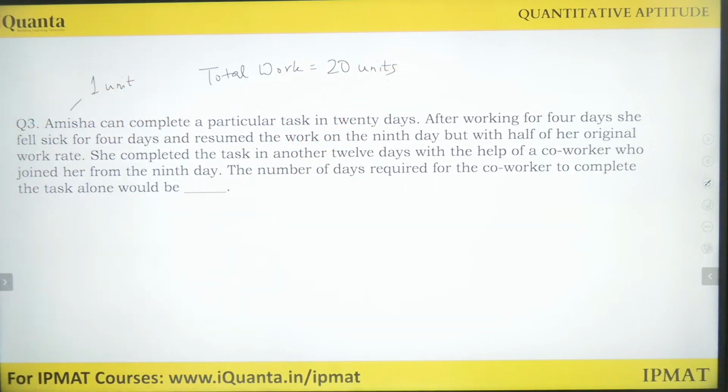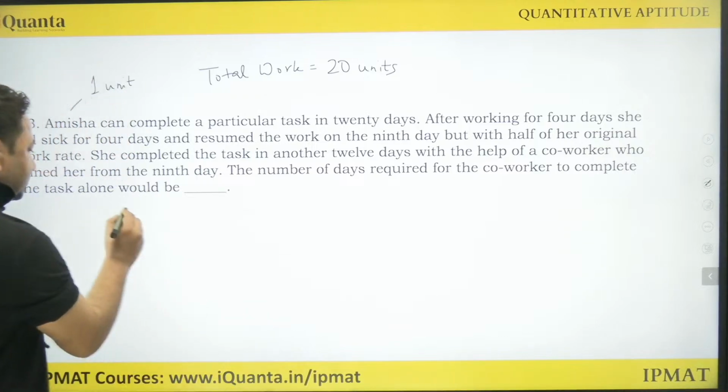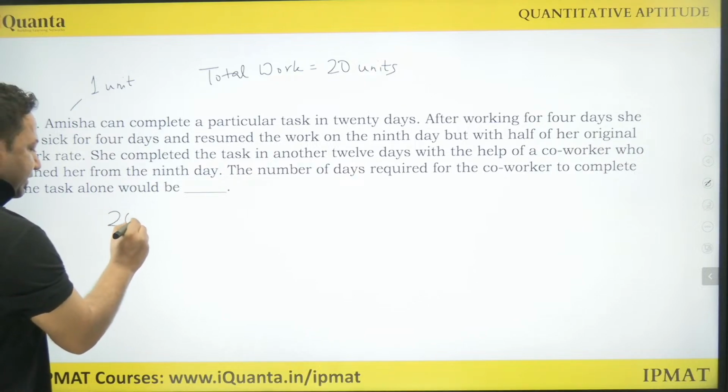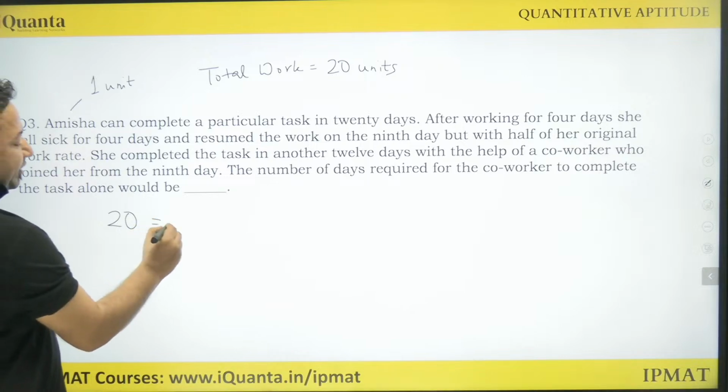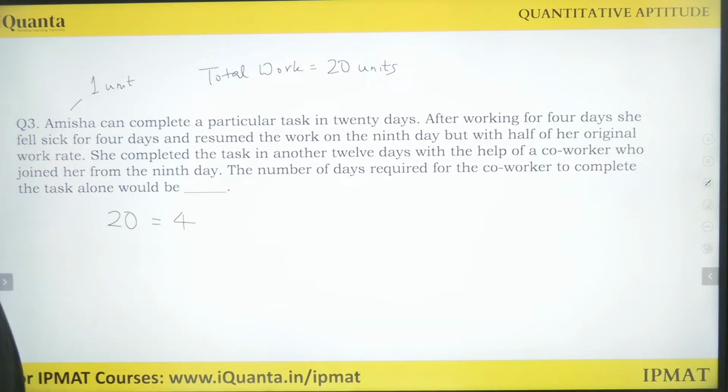Absolutely right, isn't it? If she is doing 1 unit of work every day, then in 20 days she will do 20 units of work. So we can say total work is 20 units. All right. So what is happening? She wants to finish this 20 units of work. On the first 4 days, she will be doing how much? 4 units, because she was doing 1 unit per day.